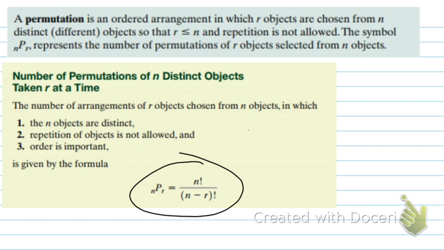What's a permutation? Well, it tells you right here. Here's the number of arrangements of R objects chosen from N objects. Here's what has to be true. Those objects have to be distinct. So I'm looking at all you in the room. You're definitely distinct. Repetition wouldn't be allowed. And the order is important.